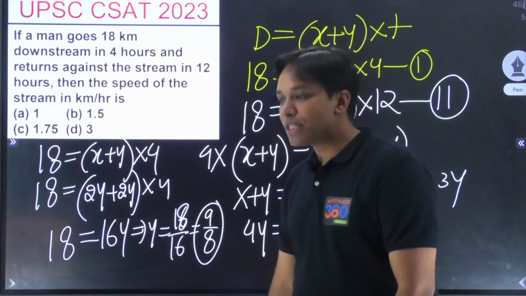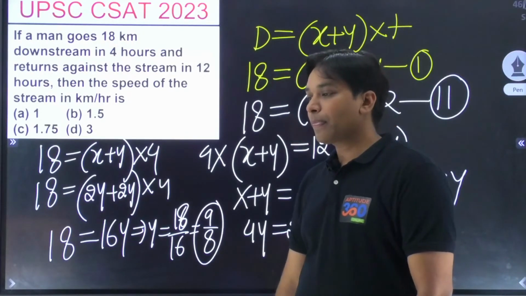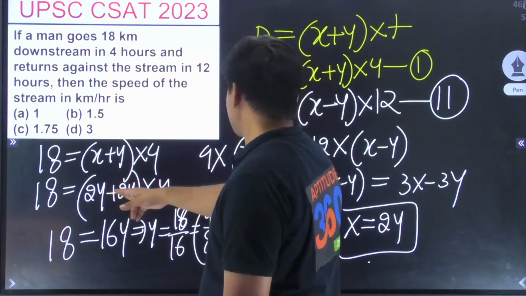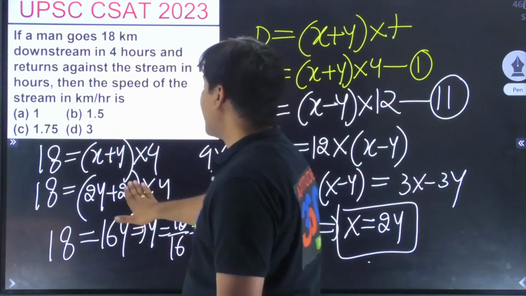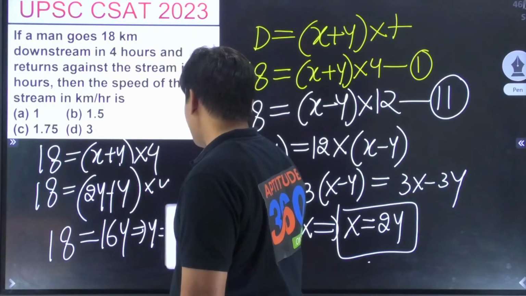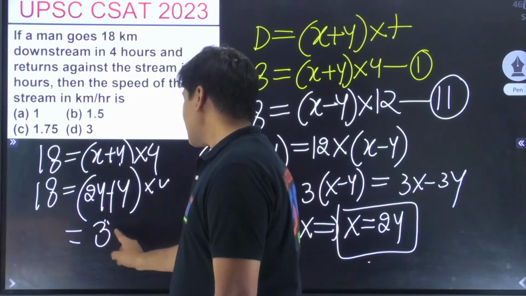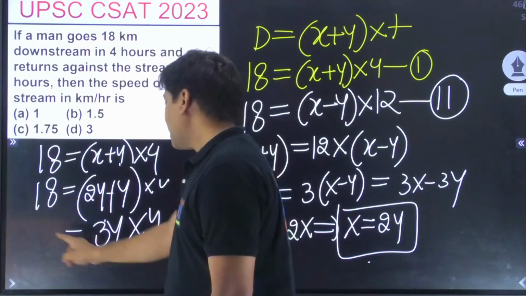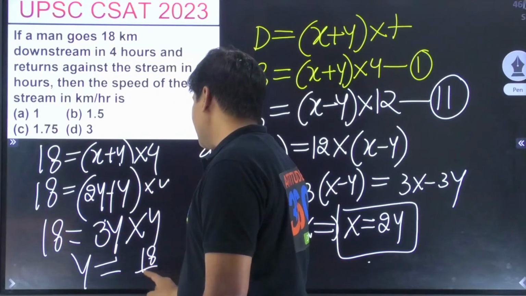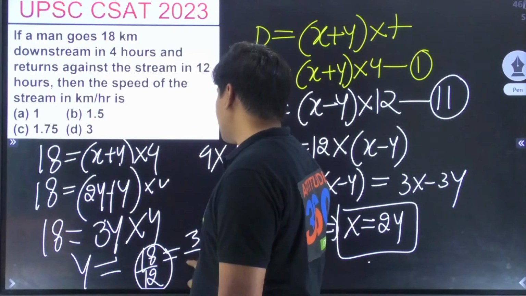What is the mistake that I have made? On the left side, here, x is equal to 2y. Oh, how did this mistake happen? Sorry, my bad. Thank you, brothers and sisters. So this is 3y into 4 is equal to 18. So y comes out as 18 by 12, which is 3 by 2.